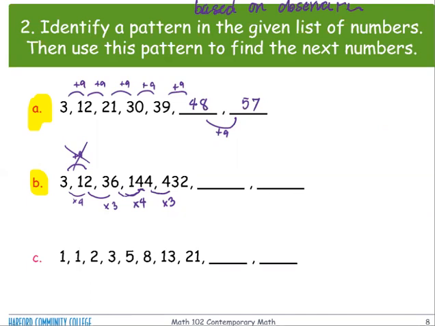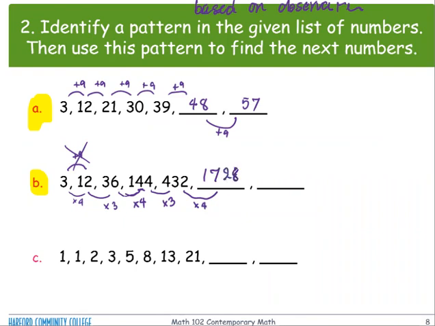Based on this observation, what do you think we should get for the next number? How do we get the next number? Anyone? All right, I guess I'll say it. Multiply by 4, so 432 times 4 gives 1,728.